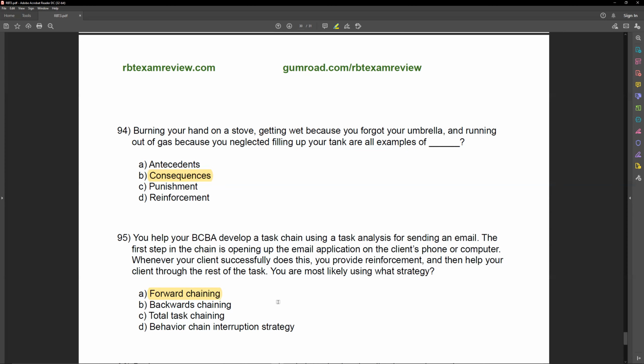Remember backwards chaining, we teach the last step first and reinforce for the last step. Total task chaining, we teach the whole thing, right? Because they're only missing a few skills here and there. And then behavior chain interruption strategy, we intentionally interrupt our task chain to teach a new behavior, a new response. But in this case, we are doing forward chaining, okay? We're teaching that first step first and then reinforcing.